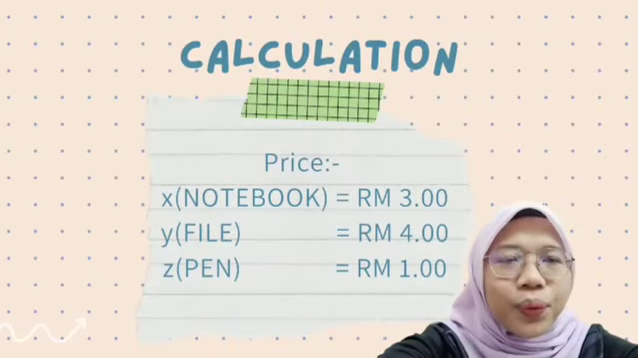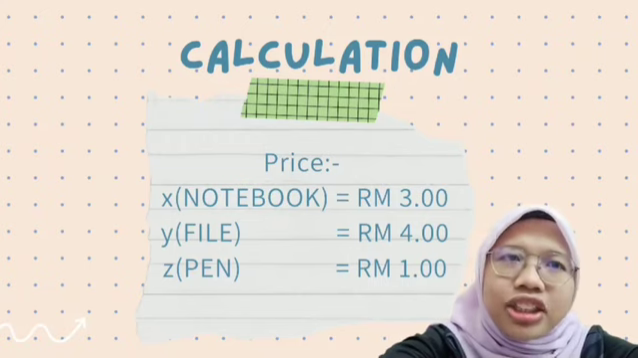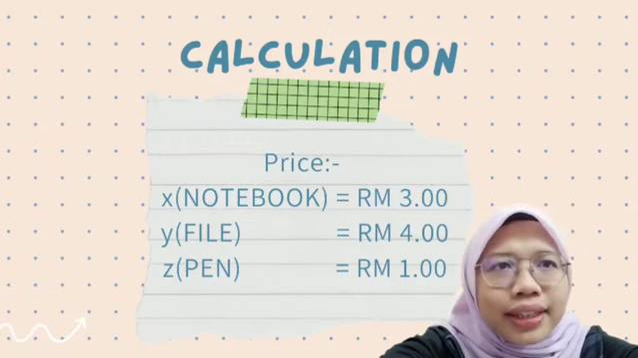So now, we get the price for each stationery. The price of each notebook is 3 ringgit. Then each file is 4 ringgit. And the price for each pen is 1 ringgit.